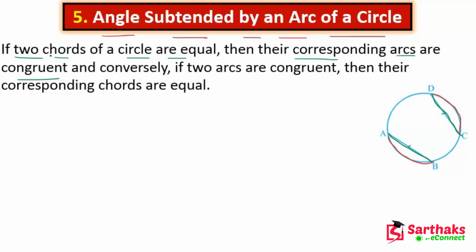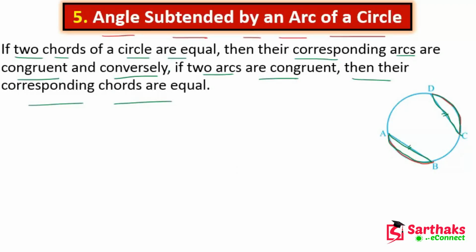Now conversely, if two arcs are congruent, like if arc AB and arc DC are congruent, then we can say that their corresponding chords are equal. Then we can say that AB is equal to DC. I hope you understand these things. So this is the concept, and you have to remember this concept.